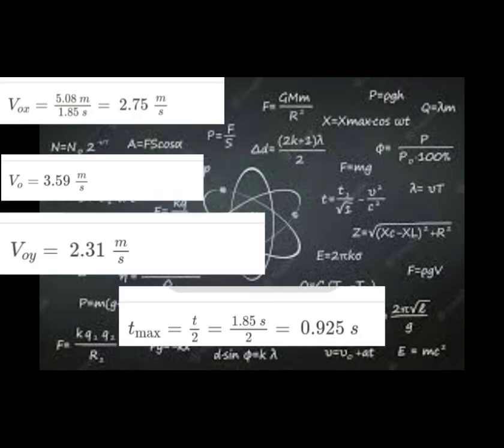Let's have a recap. We have the initial velocity at x, which is equal to 2.75 meters per second. Our initial velocity, which is 3.59 meters per second. Our initial velocity at y is equal to 2.31 meters per second. Our time of the object as it reaches its maximum height is equal to 0.925 seconds, and our maximum height reached by our object is equal to 0.45 meters.